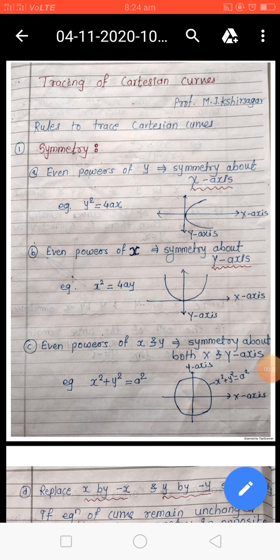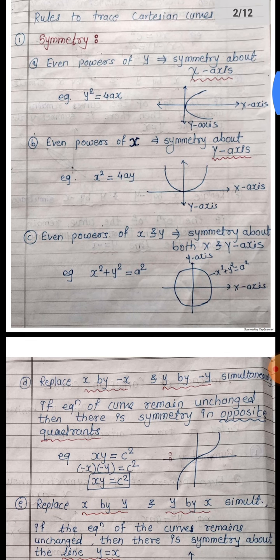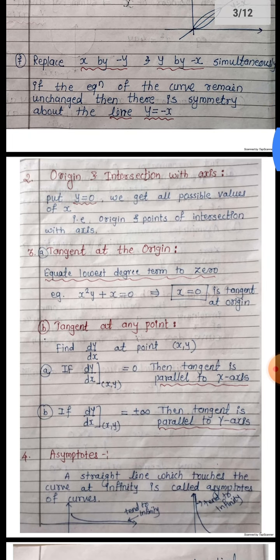Welcome. Today we will learn examples of Cartesian curves. In the last lecture, we saw the rules to trace the Cartesian curve. We saw the first, symmetry: even powers of y, then symmetry about the x-axis; even powers of x, then symmetry about the y-axis. If even powers of x and y, then symmetry about both the x and y-axis. These three are important. Remember.